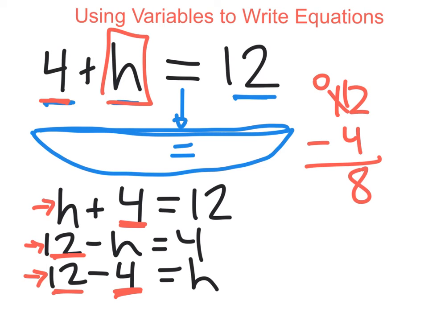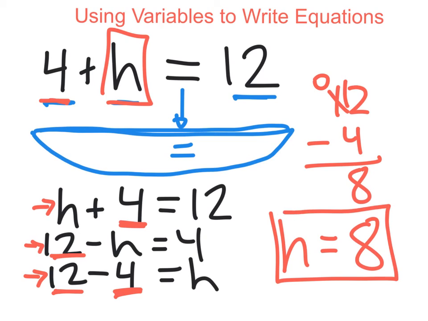is 8. So h equals 8. Say that 3 times fast. H equals 8, h equals 8, h equals 8. It's pretty tough. And that's how we solve the equation, and using a variable to write the equation.